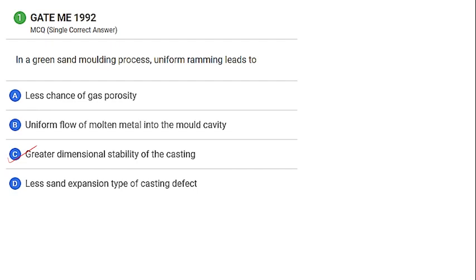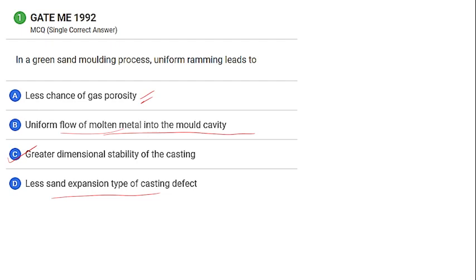See, it is asking what will happen in a sand molding process if you do uniform ramming. Ramming is not related with gas porosity. Ramming is also not related with the uniform flow of molten metal into the mold cavity. That will happen with your gating design. Sand expansion type of casting defect is also not related with ramming.